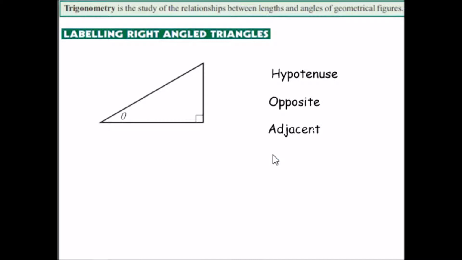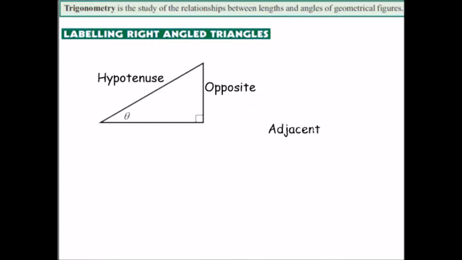The three names: the hypotenuse is always going to be the diagonal side, that's the longest side, across from the right angle. Now the opposite and the adjacent sides will depend on the angle. If my angle is down here, then the opposite side will be that side there, and the adjacent side will be here. If we were to move the angle and have theta up there, then we'd have to swap the opposite and the adjacent. This side now is across from the angle, so we are opposite here and we are adjacent here.